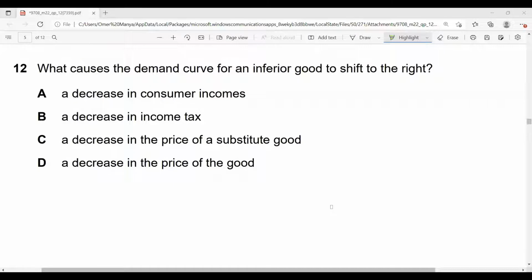Question 12. What causes the demand curve for an inferior good to shift to the right? In other words, what would cause the demand for an inferior good to increase? If you recall, an inferior good is a good whose demand increases when there's a fall in consumer income, which is why the answer is A. This is the opposite relationship of normal goods and income, because for a normal good, when income rises, there's going to be an increase in demand. But an inferior good has an inverse relationship with income.